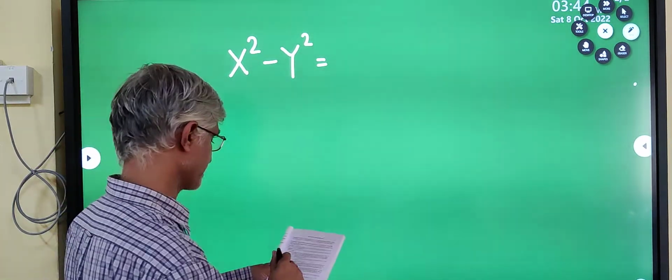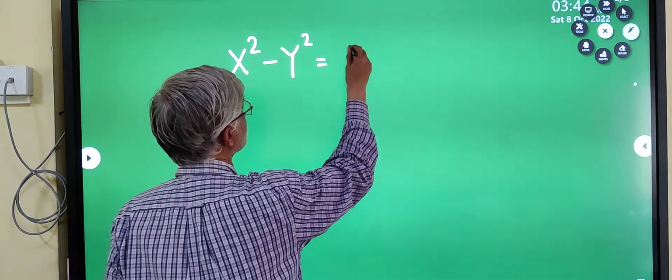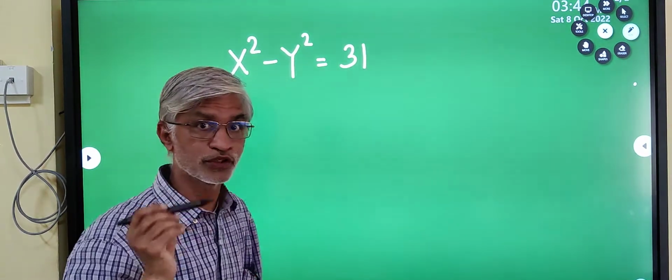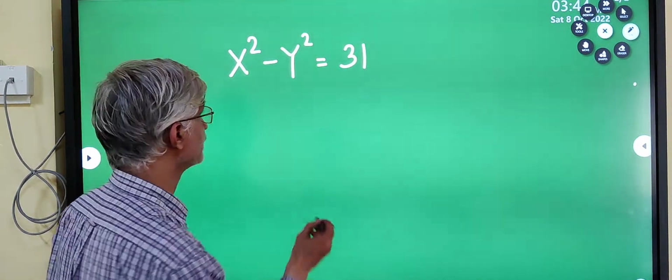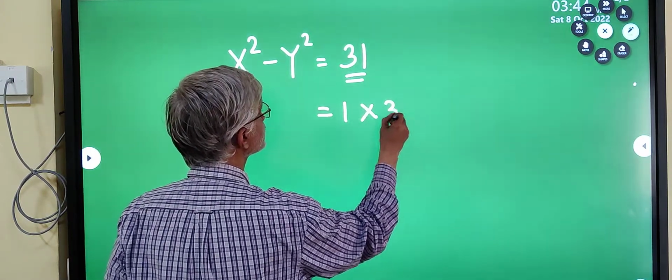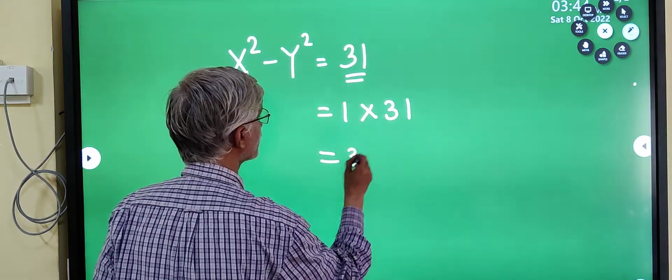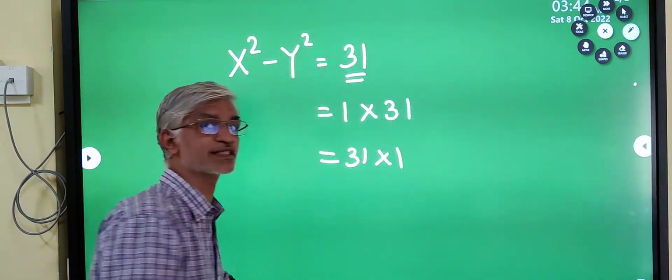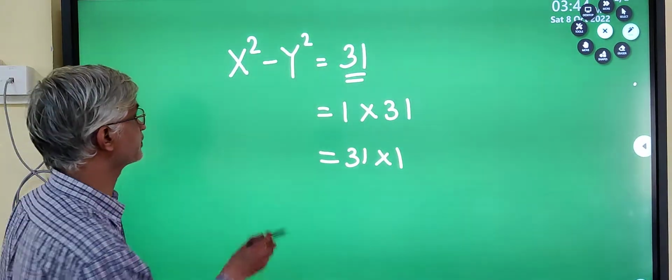Now this problem says x square minus y square is equal to 31. Now what is the role of the prime factorization theorem? Now 31 being a prime, it can only be written as 1 into 31 or 31 into 1. And usually this is the simplest idea for solving a Diophantine equation.